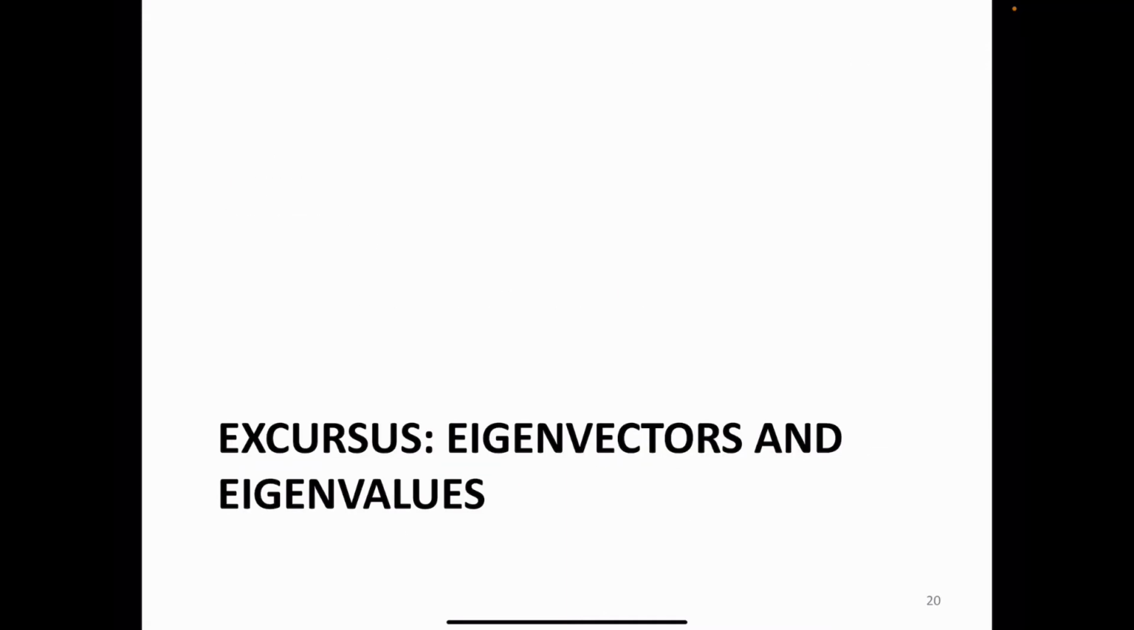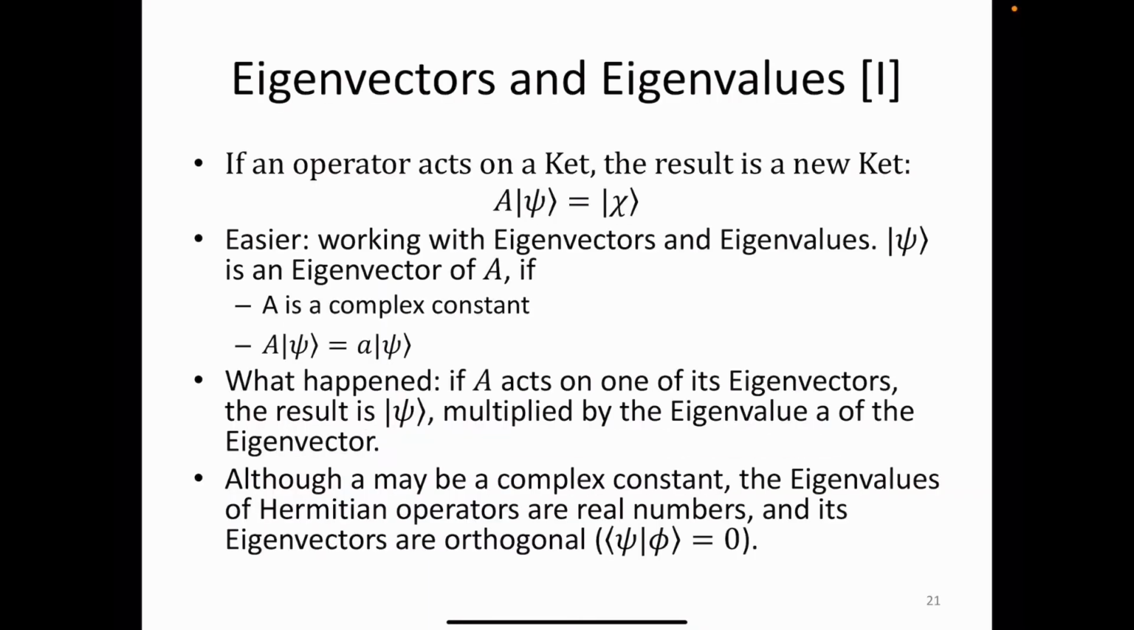Now let's make a quick excursus on eigenvectors and eigenvalues. If an operator acts on a ket, the result is a new ket. So here we have an operator A acting on ket psi, which gives you a new ket chi in that case. So it's easier if we work with eigenvectors and eigenvalues.